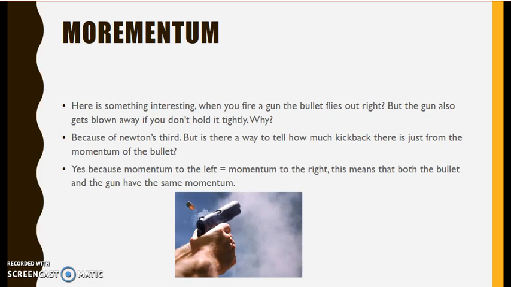Momentum. Here is something interesting. When you fire a gun, the bullet flies out, right? But the gun also gets blown away if you don't hold it tightly. Why? It's because of Newton's third law. But is there a way to tell how much kickback there is just from the momentum of the bullet? Yes, because momentum to the left equals momentum to the right. This means that both the bullet and the gun have the same momentum.